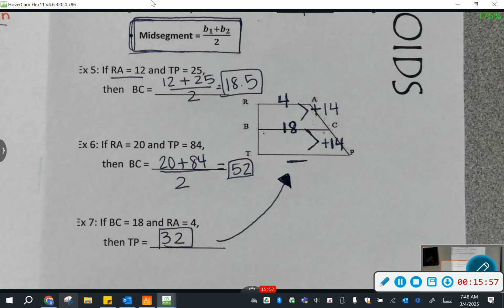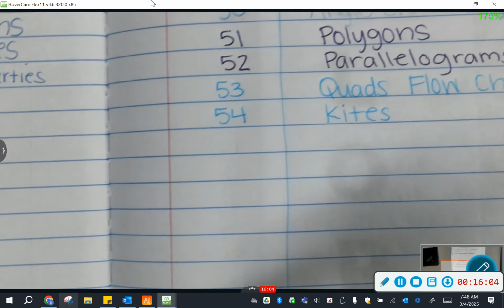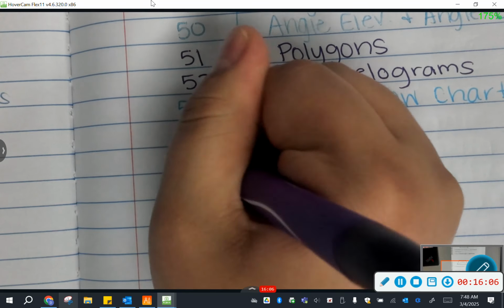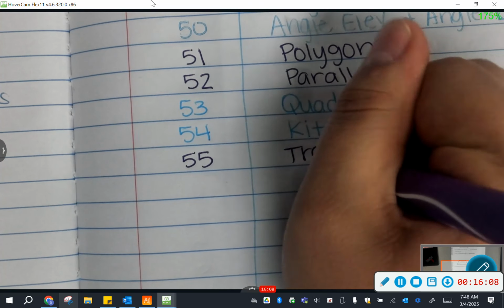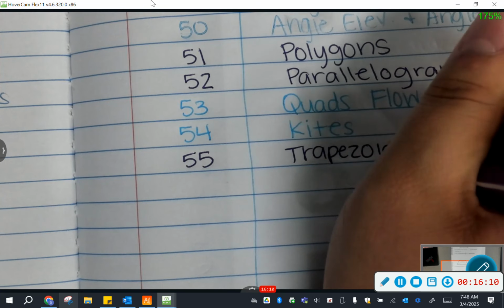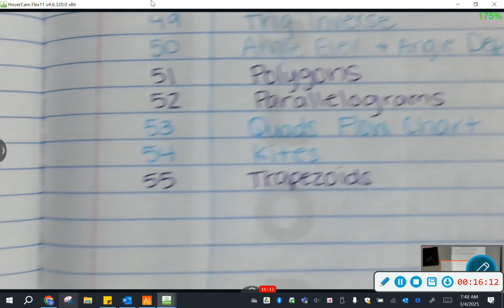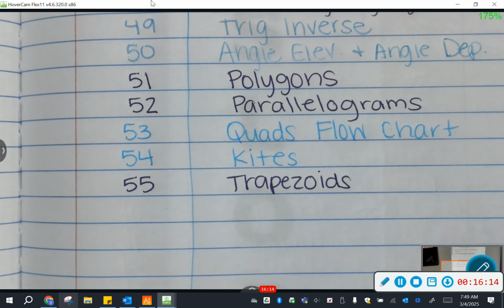All right, we are going to glue these notes on page 55. These are our last notes of the week. So 55 is trapezoids. Glue these down, please, and I'm going to bring you glue and the worksheet.